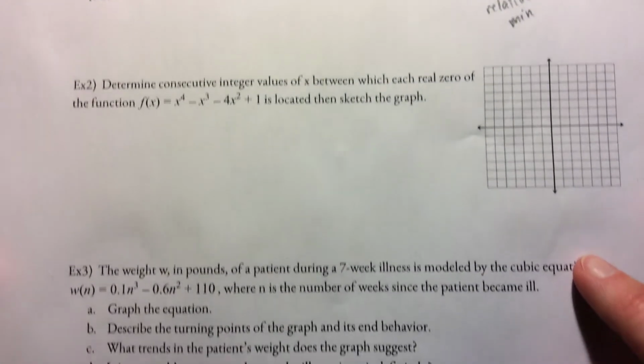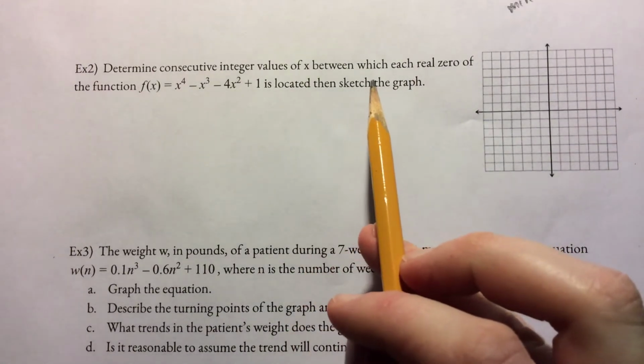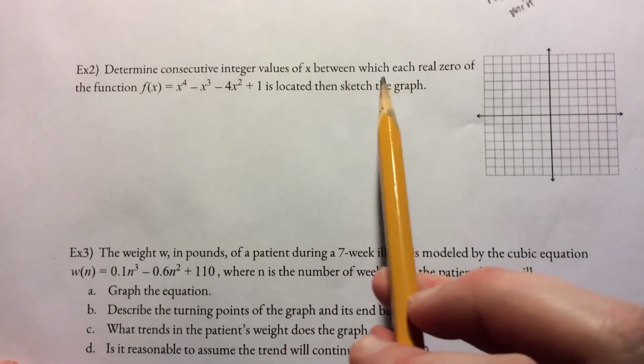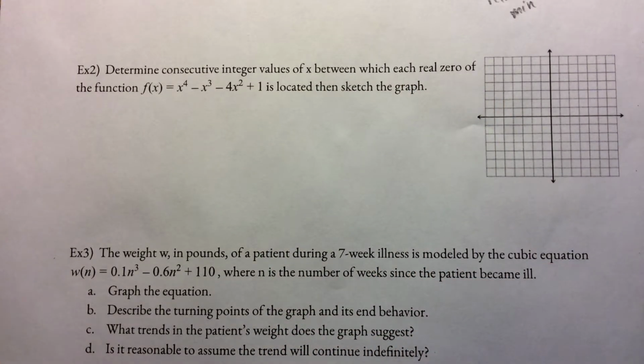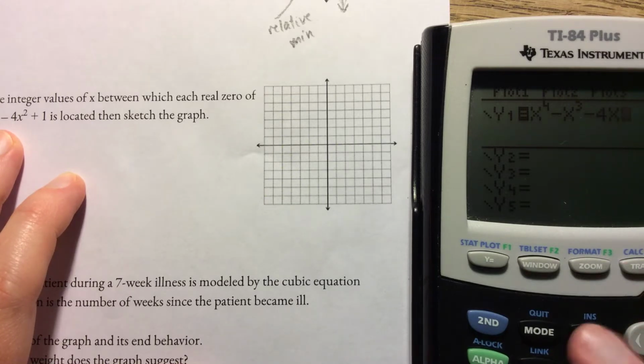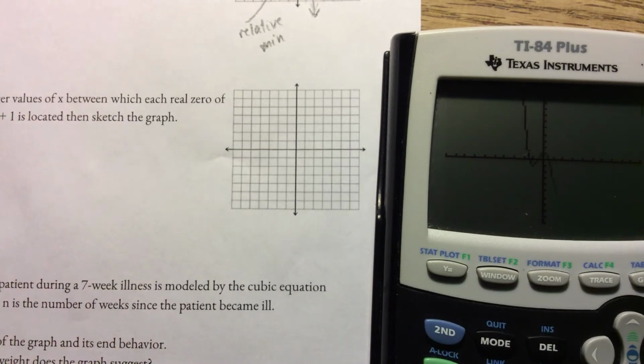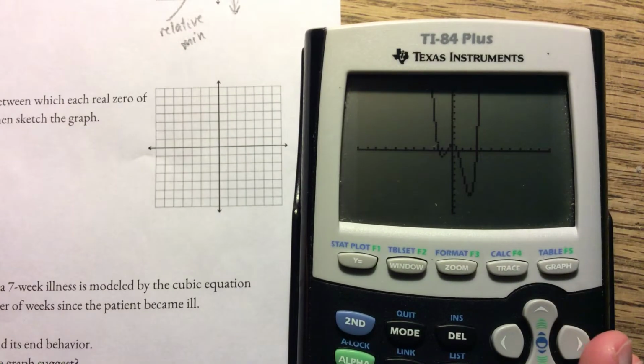Okay, example 2 says determine the consecutive integer values of x between which each real zero of the function is located. So this is saying, where are the zeros? Where does it cross the x-axis? So I'm going to graph this again first. I have x to the 4th minus x cubed minus 4x squared plus 1. So this gives me an idea of what I'm looking at.